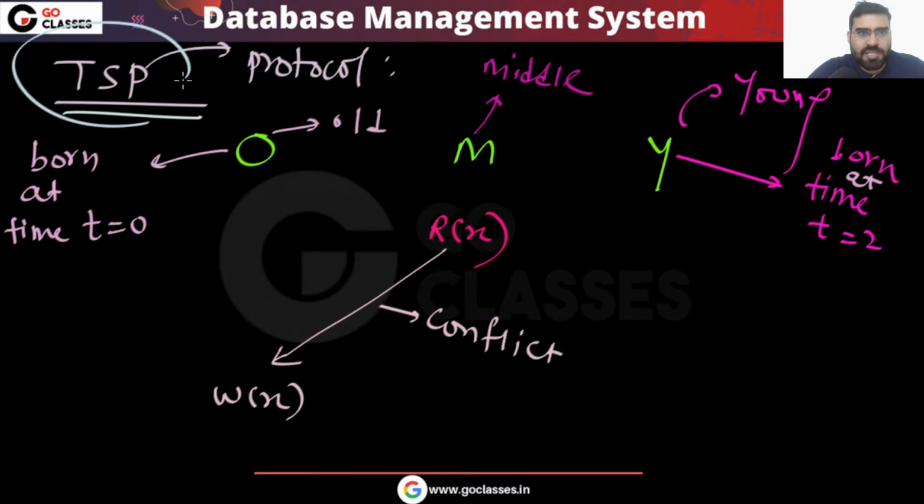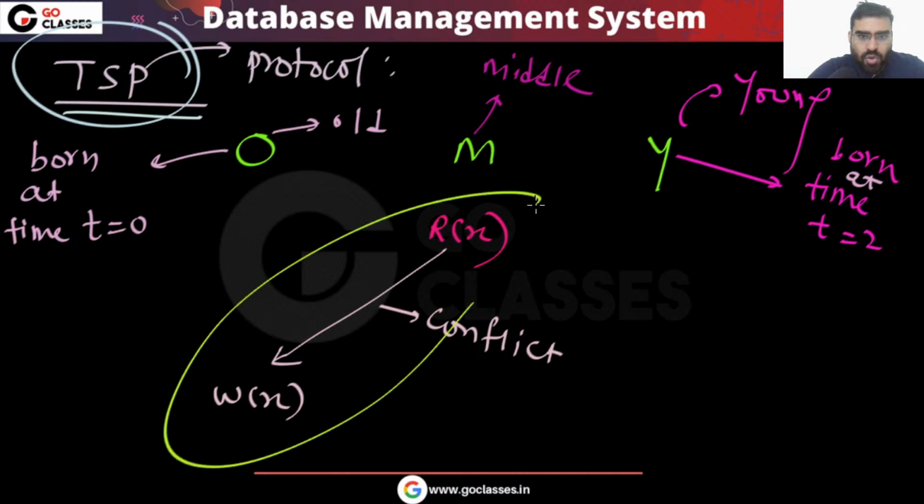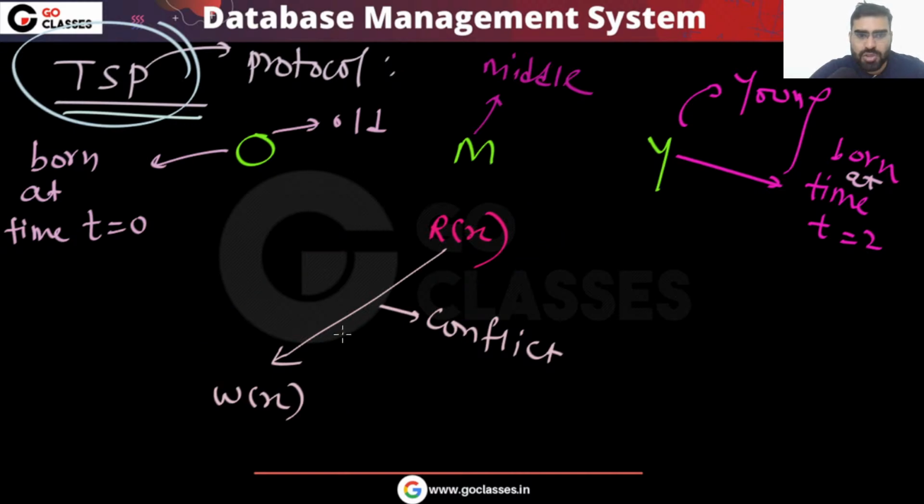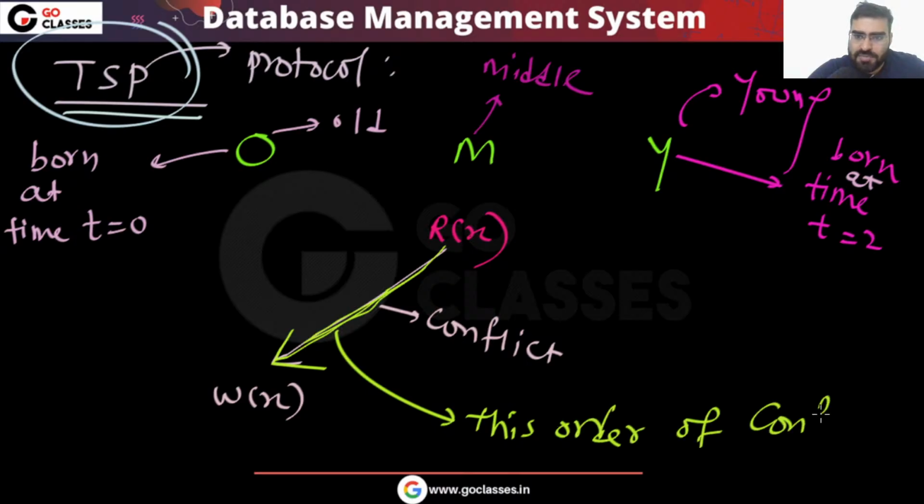Now what this TSP says is that in this order the conflict is not allowed. This order of conflicting operations is not allowed. Did you understand what this TSP is saying?